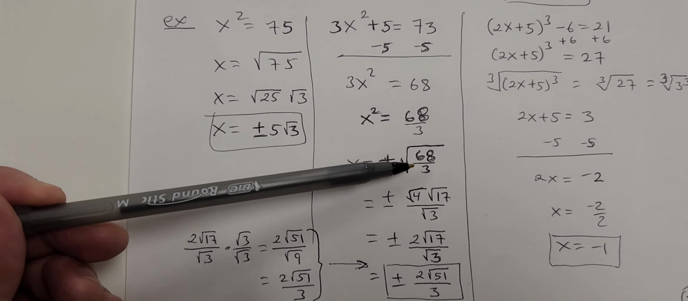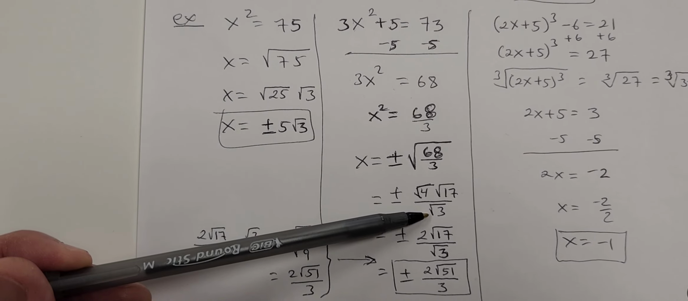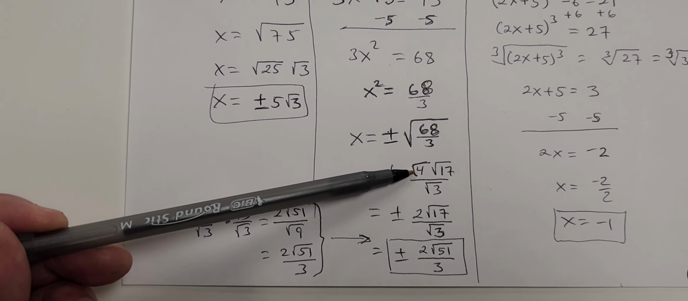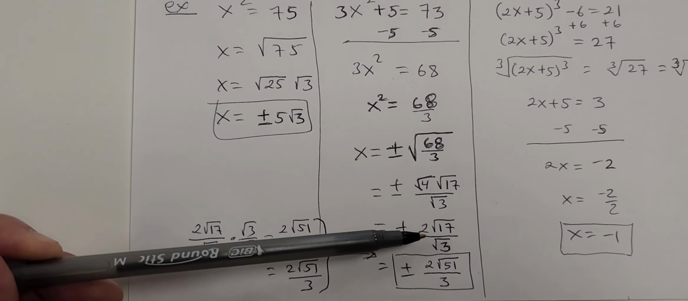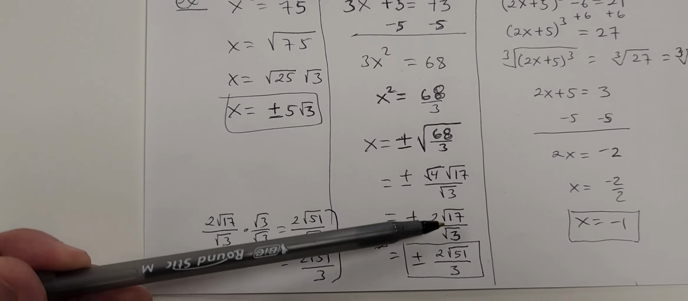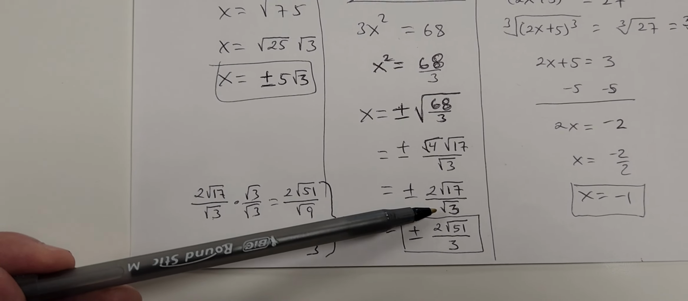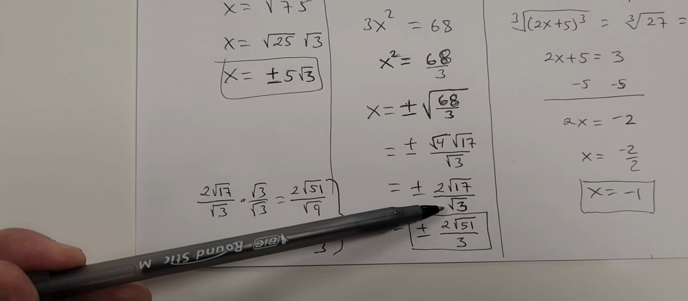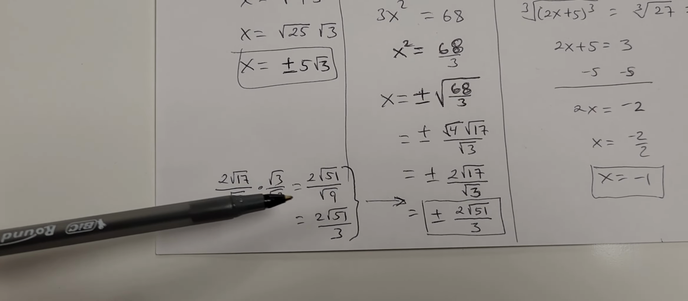Again, 68 is 4 times 17. Square root 3, I just leave it alone. Now this square root 4 becomes this 2. Square root 4 right here becomes this 2. Square root 17, leave it alone. Square root 3, leave it alone. However, do not leave it like that because I don't want a radical in the bottom. Do not leave this radical 3 in the bottom, so we have to get rid of it.